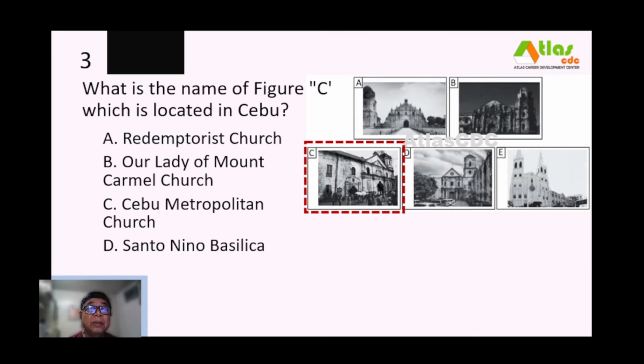Question number 3. What is the name of figure C, which is located in Cebu? A. Redemptorist Church. B. Our Lady of Mount Carmel Church. C. Cebu Metropolitan Church. And D. Santo Niño Basilica.